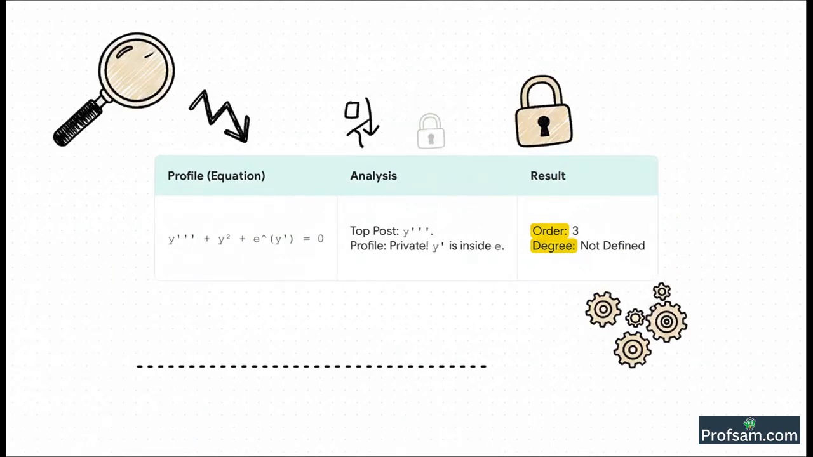Let's check this next one. y triple prime plus y squared plus e to the y prime equals 0. Step 1, top post. The highest derivative is y triple prime, so the order is 3. Got it. Now for that crucial step 2. Is the profile public? And hang on a minute, look at that e to the power of y prime. Our y prime derivative is trapped inside an exponential function. This is a classic private profile. So we stop right there. The order is 3, but the degree is not defined. See how simple that rule makes it?